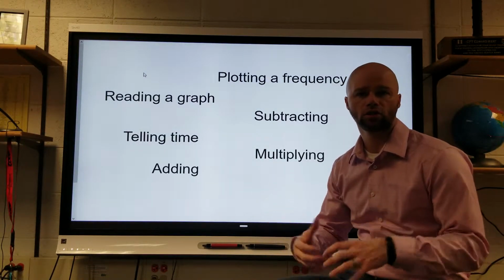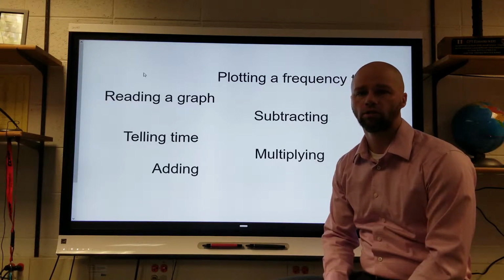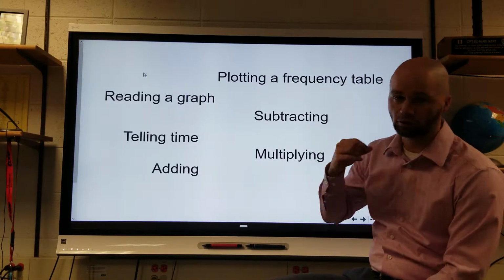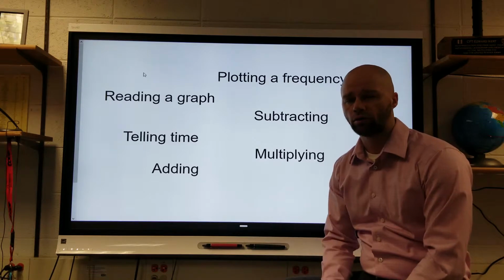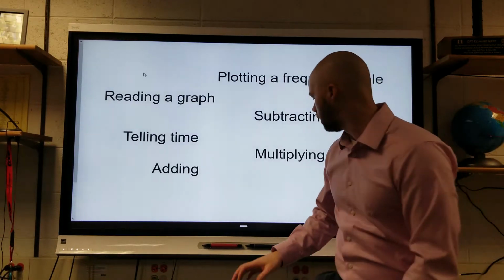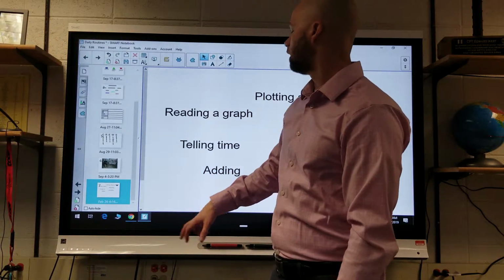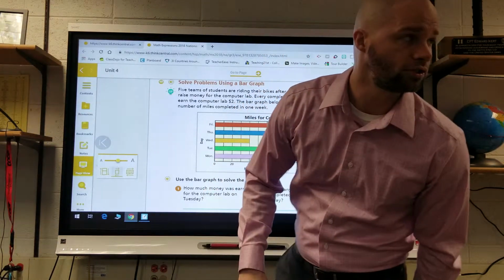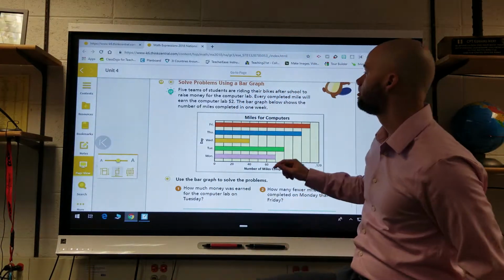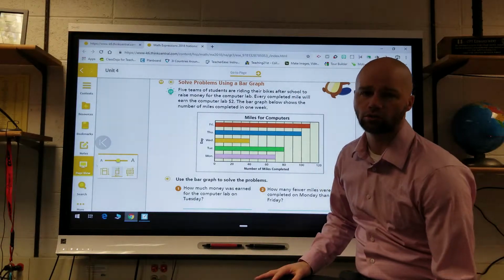So really this is just culminating all of the things that we've learned, which is pretty significant if you look at those things that we've learned throughout Unit 4. So without further ado, let's get into the lesson. You should be on pages 293, 294 today, and this is the first one that you will see.